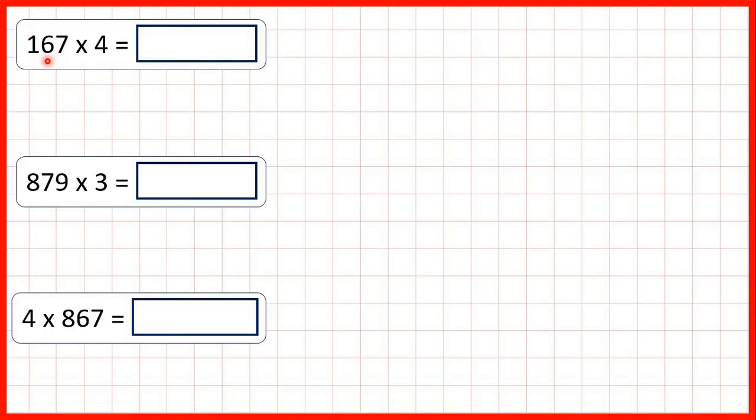Now we need to multiply a 3-digit number by a single-digit number, and this time we're going to use short multiplication. First, we have 167 times 4. So we can set the question out with the larger number on top, but because we're using short multiplication, we only need one answer line.